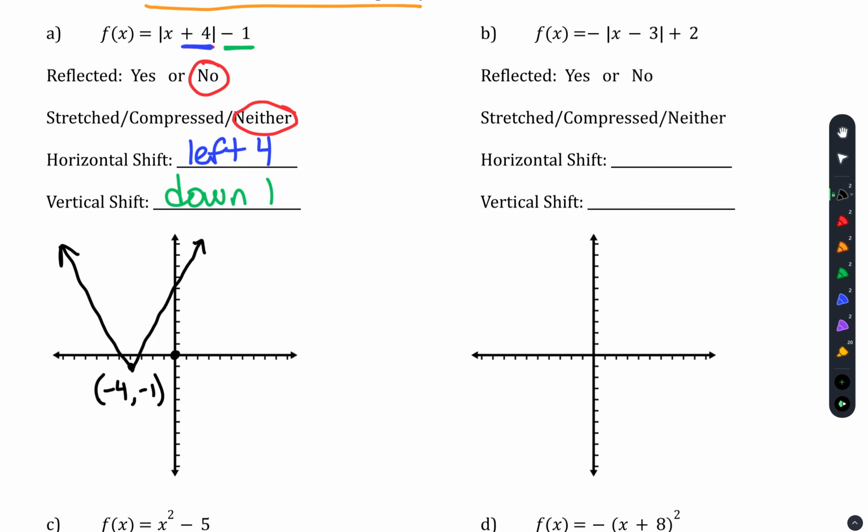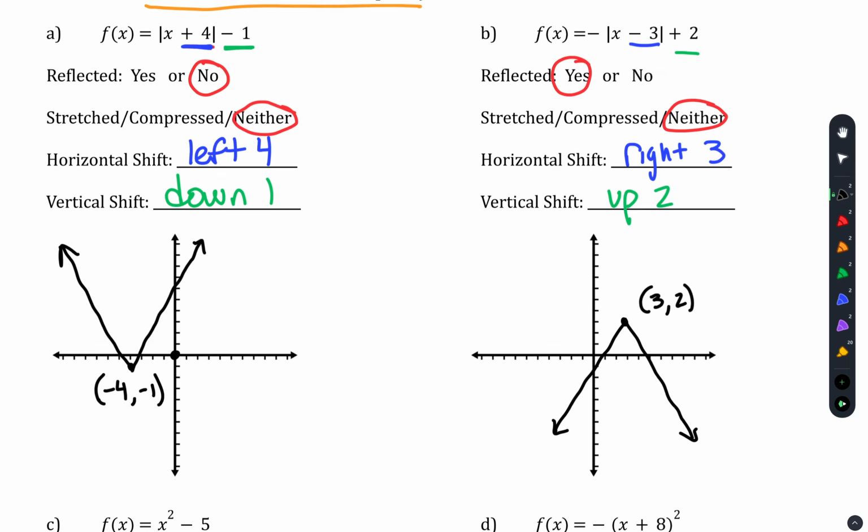All right, letter B. Reflected, yes or no? Yes. Stretched, compressed, or neither? Horizontal shift? Perfect. And then vertical shift. So we're going to put our first point at 3, 2, right here. And then do not forget to reflect this. This graph needs to point downwards. So it's going to go this way. Any questions on that one?